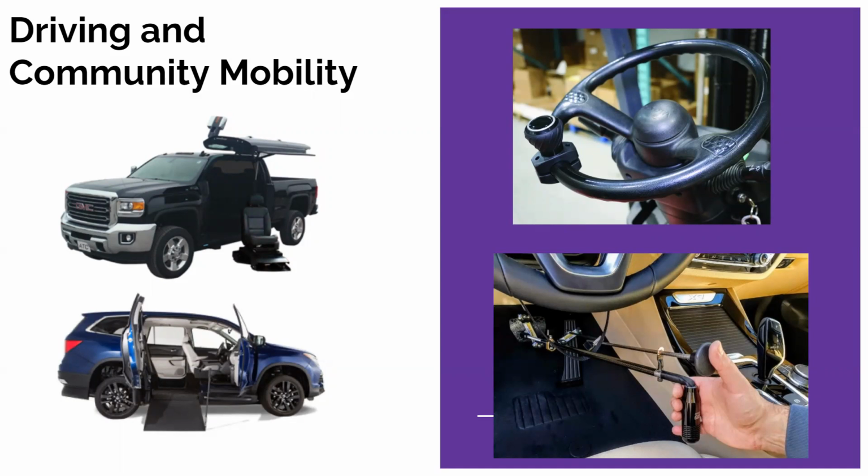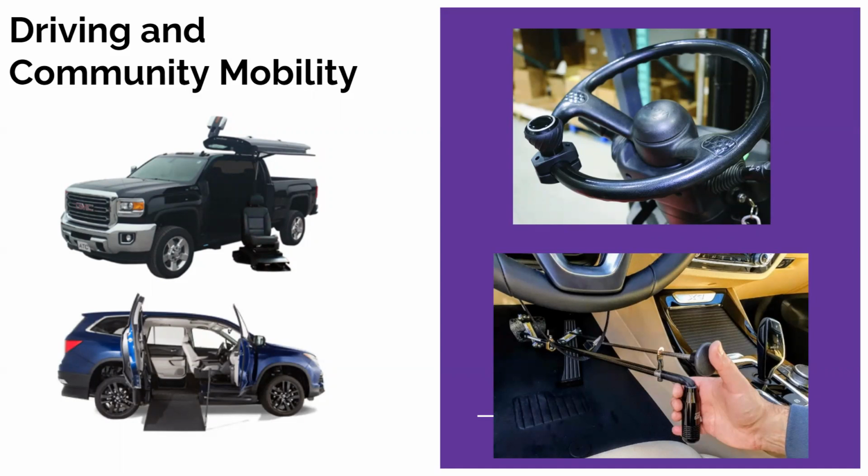So the picture on the left of the truck, that is a lift into the driver's seat. So the person would transfer to the driver's seat, and then it operates as a lift to get them into the car so that they're able to drive. So this may be somebody who just has general mobility issues. The car underneath it, the SUV, that's more of a ramp to help someone who may have a wheelchair to get into the car.